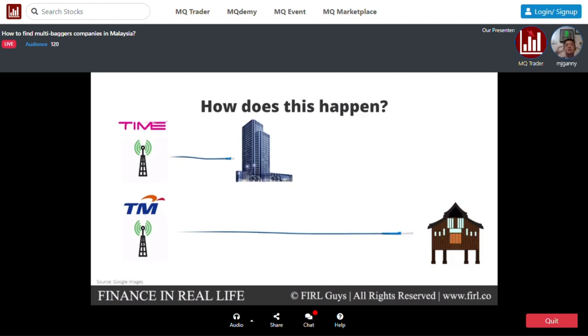So you can see how this is a moat, right? This is a special, unique advantage that someone as big as TM can't do. And this is the thing that allows Timecom, in addition to the total addressable market of internet and data usage, to win over the long run.